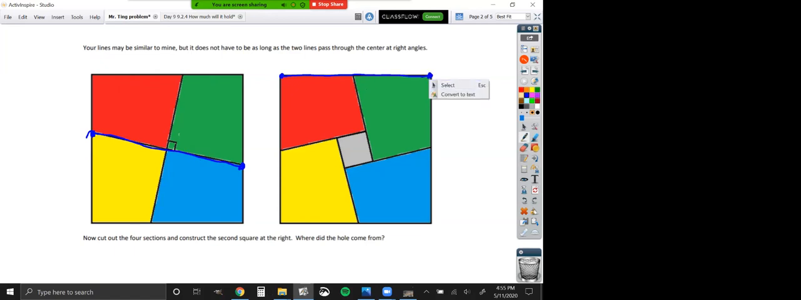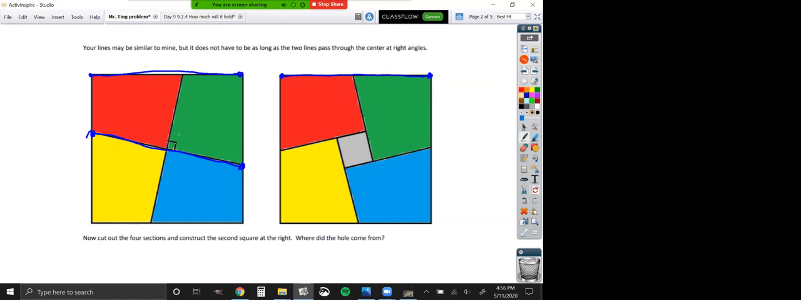So where did the extra area come from? Well, I contend that it came from the fact that this distance is longer than this distance. So the distance from here to here and the distance from here to here are not congruent, and that extra length is going to create the area in the middle. The question is how much longer is it actually?